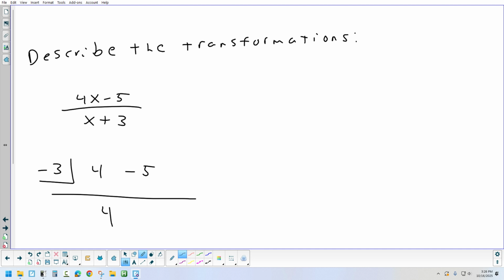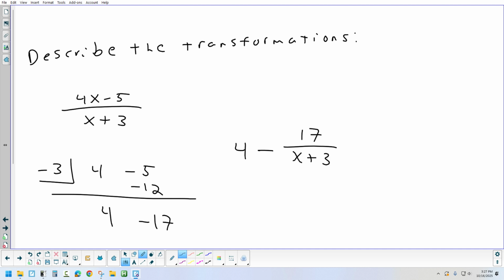So bring down the 4. -3 times 4 gives me -12. And when we add up -5 and -12, we get -17. Okay, so remember how you write your answer after you do division. It's quotient plus remainder over divisor. But in this case, my remainder is negative. So quotient minus remainder over my original denominator.